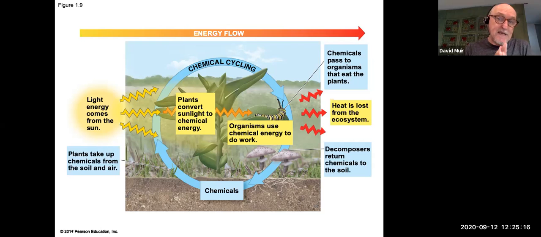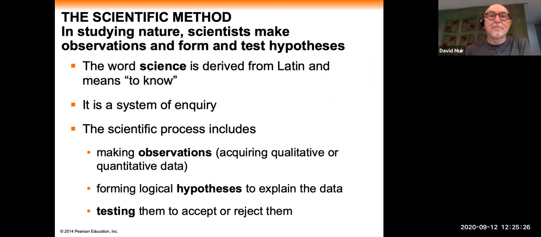We return to this theme when we talk about metabolism. We're going to talk about metabolism, and we're going to talk about photosynthesis as well. So remember the basics that we have seen here.